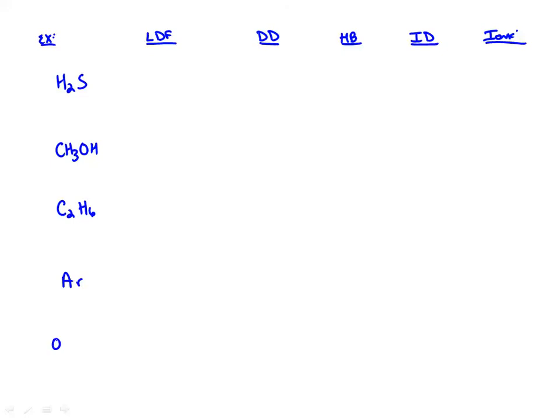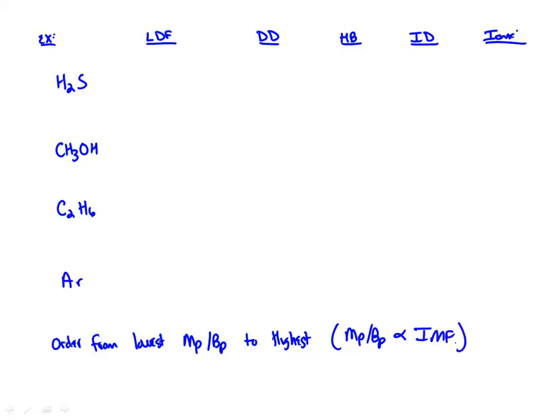And then what we want to do is order them from lowest melting point, boiling point, to highest. And the idea is that melting points and boiling points are essentially proportional to the intermolecular forces. The stronger the attractive forces between any of those atoms, the higher the boiling point is, right? The more energy it takes to pull those molecules apart and go from a solid to a liquid, and then eventually from a liquid to a gas. And so the reason that we talk about intermolecular forces is that in Chapter 10, we're talking about properties of solids.